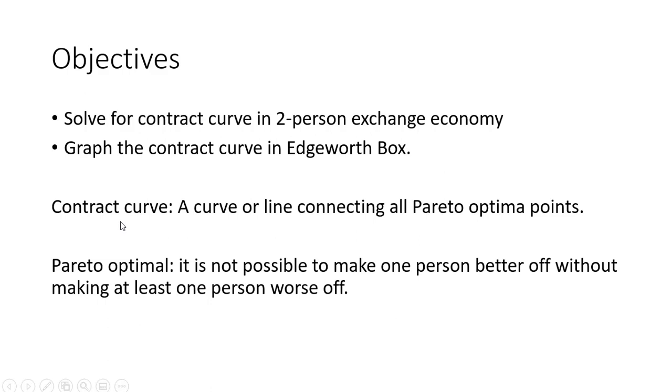And just for reference, a contract curve is a curve or line connecting all Pareto optima points. And Pareto optimal means it is not possible to make one person or one consumer better off without making at least one person or one consumer worse off.